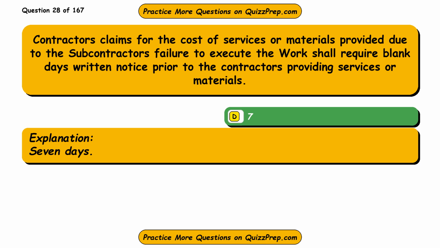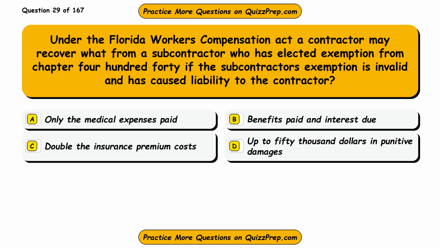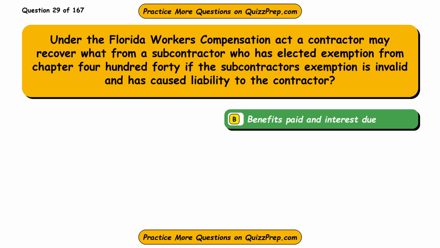7 days. Question 29. Under the Florida Workers' Compensation Act, a contractor may recover what from a subcontractor who has elected exemption from Chapter 440 if the subcontractor's exemption is invalid and has caused liability to the contractor? Option A, only the medical expenses paid. Option B, benefits paid and interest due. Option C, double the insurance premium costs. Option D, up to $50,000 in punitive damages. The correct answer is option B, benefits paid and interest due.